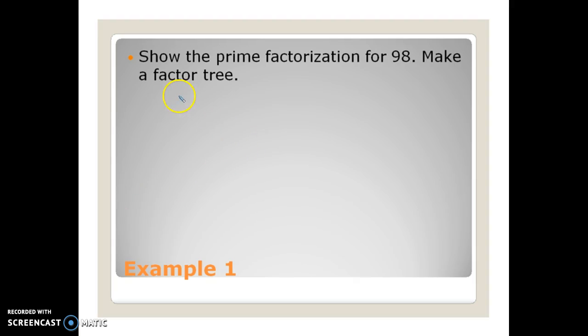All right, so for a prime factorization, we need to make our factor tree. So we look for everything that goes into 98 until we get down to our prime numbers, which are numbers that can only be divided by themselves and 1. To start with, I know it's even, so 2 goes into it, and that would be 2 times 49, and then 49 is 7 times 7. 2, 7, and 7 are all prime. So 98 is equal to 2 times 7 times 7. That's a prime factorization of 98.